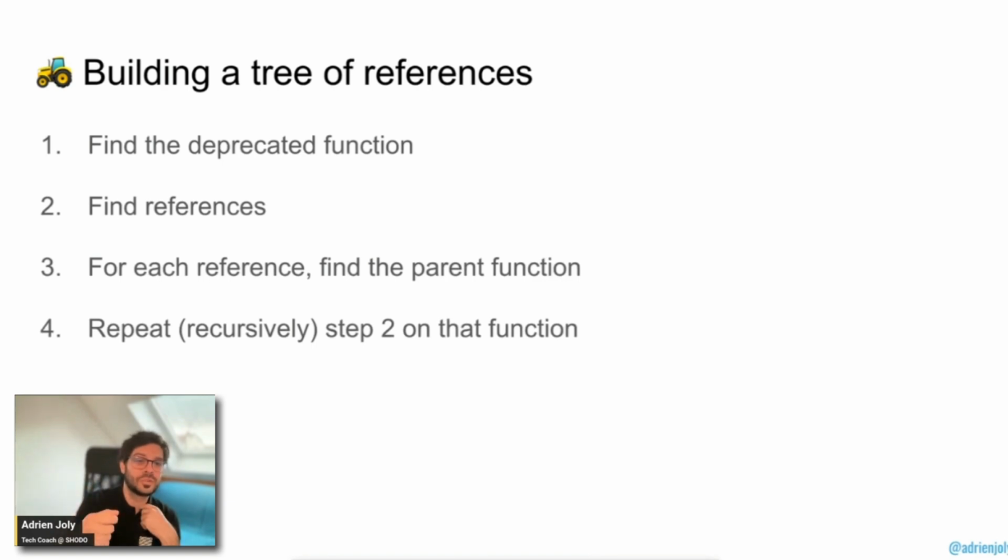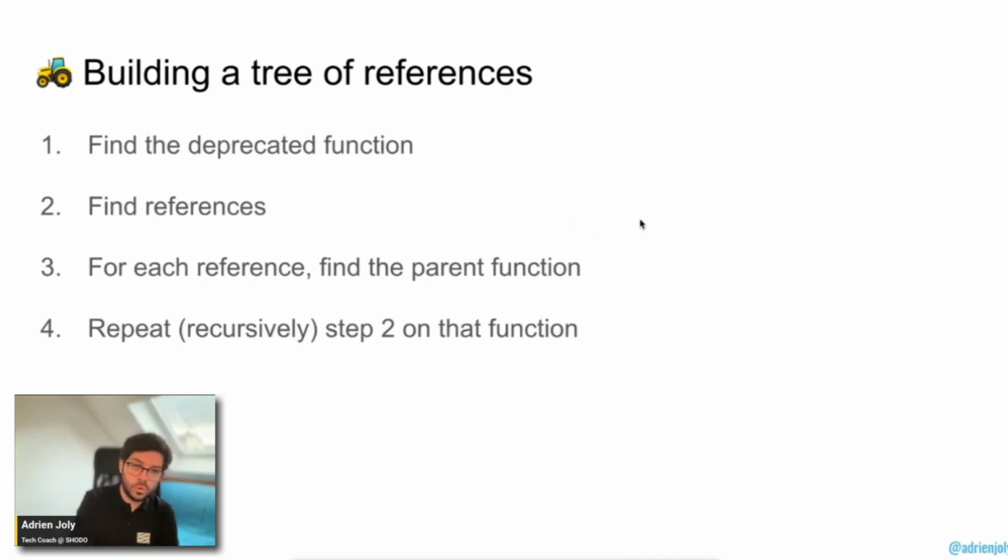You will also find the parent function that makes the reference to the deprecated function. Basically, you're looking for a function that is called by someone. That someone is part of another function, which may be called by another function, and so on. So you repeat that algorithm recursively, starting from the deprecated function.